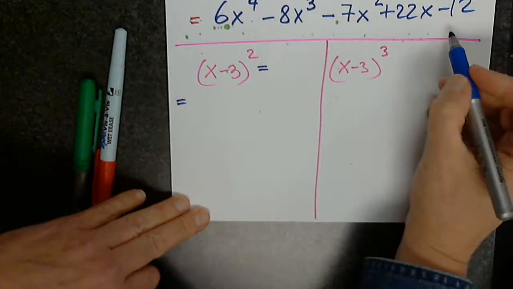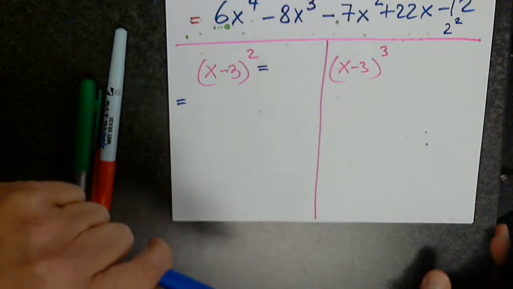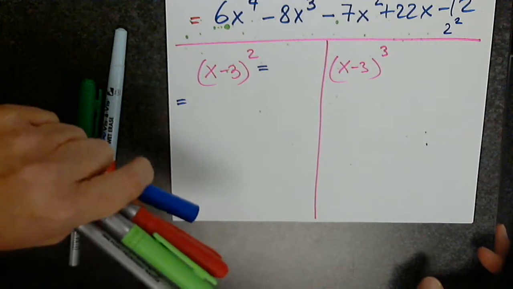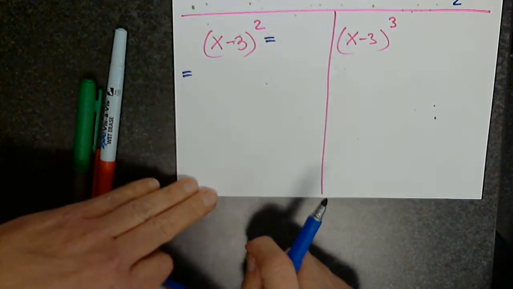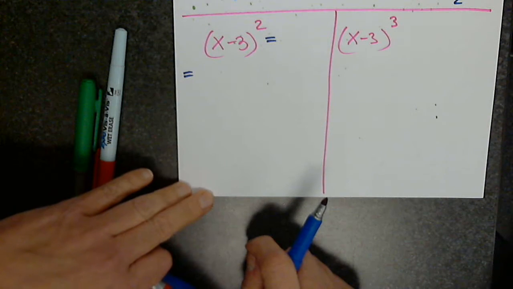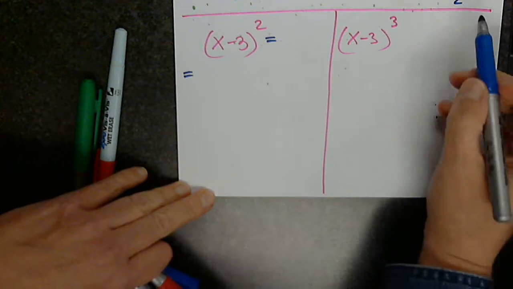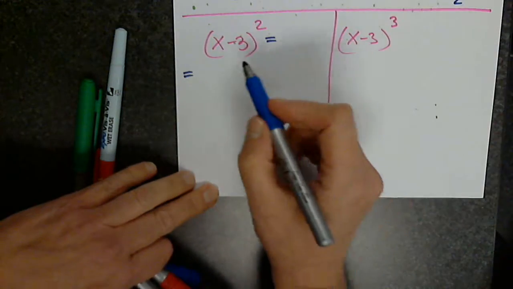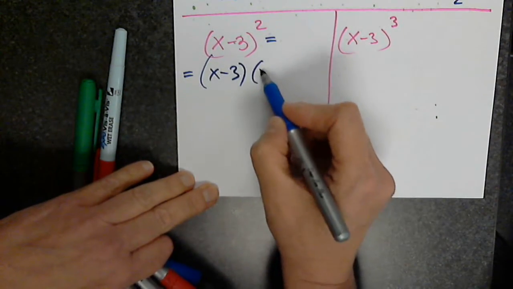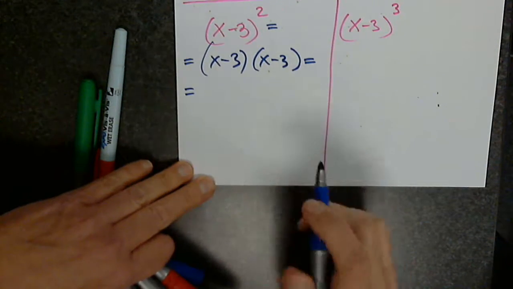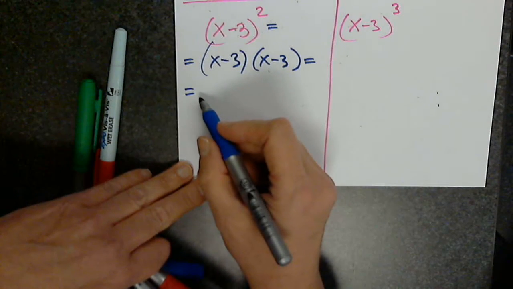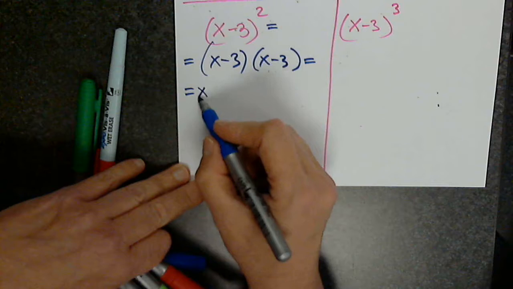So when I say 2 squared, what am I asking you to do? Right. So when I say x minus 3 squared, what am I really telling you? X minus 3 times x minus 3, which I know how to perform. Okay. Correct. So this is x squared.